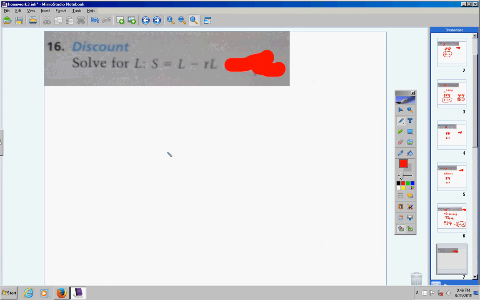Moving on to number 16. Step 1, simplify both sides. There's no simplifying I can do. Step 2, eliminate fractions and decimals. There are none. Step 3, look at what you're solving for, L, and move all of those terms to one side. This term here has an L, this term here has an L, so we move all of those to this side here. And that's already done. Everything else is on the other side, so we're fine.